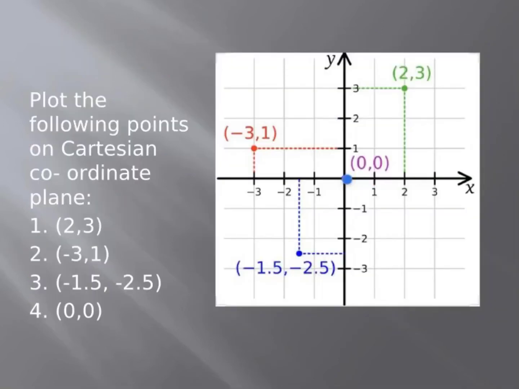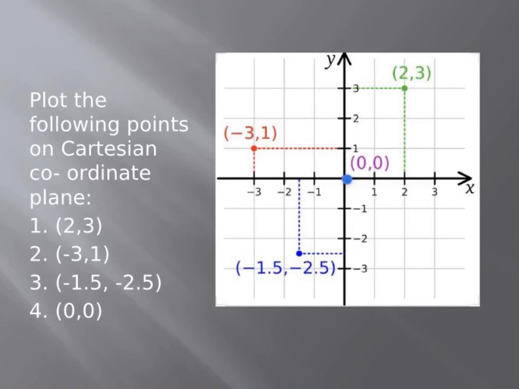Now let us plot some other points. First one is 2, 3. The x coordinate is 2 and the y coordinate is 3. So what you have to do? You have to draw a straight line from 2 towards OY, and a straight line from 3 towards OX, and they both will meet each other at a point which is 2, 3. You can name the point by any alphabet you want. Next is minus 3, 1. So the x coordinate is minus 3. So from minus 3 you have to draw a straight line towards 1 along the OY direction.